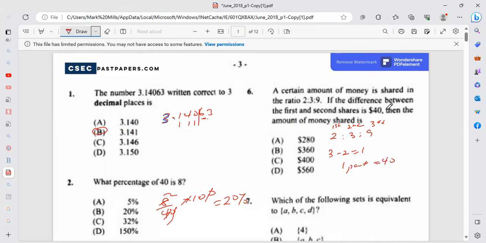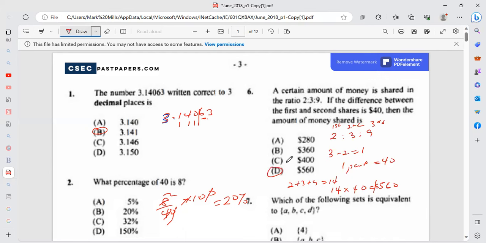Now they ask you, then what's the sum of money shared? So we are going to add, 2 plus 3 plus 9, which give me 14. So the total shall be 14 times 40, right? Which give me 560. So that's what I mean, D. Agreed, everyone?